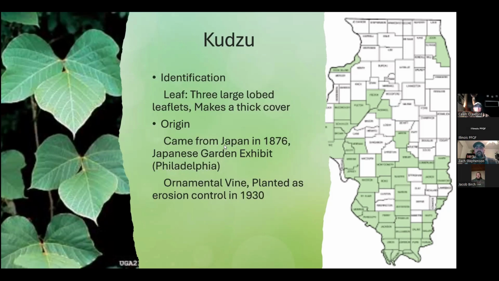Originally, this plant came from Japan in 1876. It came in through the Japanese garden exhibit in Philadelphia, and it ended up escaping and becoming an invasive. Originally, this was used as an ornamental vine. And around 1930, it was thought to be a really good way to control erosion, especially on slopes. But as we know now, it ended up being invasive.